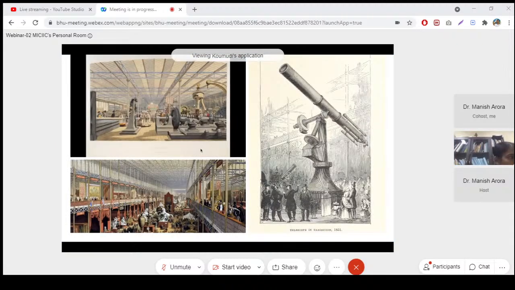The images that you see on the slide are the illustrations of the Great Exhibition of 1851, held in London to celebrate modern industrial technology and design.